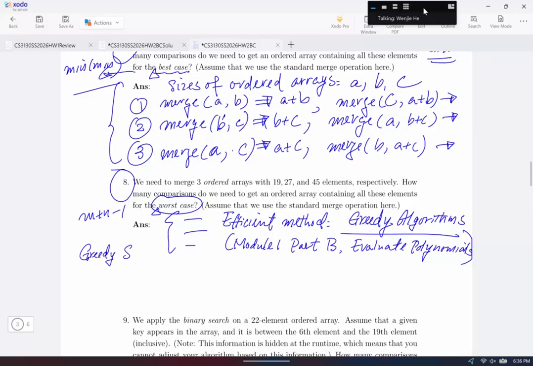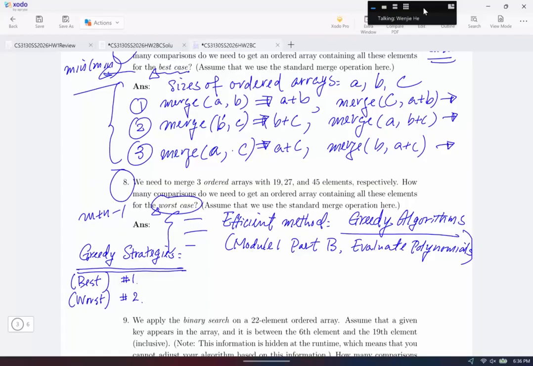Greedy strategies. Definition. All right. For best case, strategy number 1. For worst case, strategy number 2. Let me give you here.